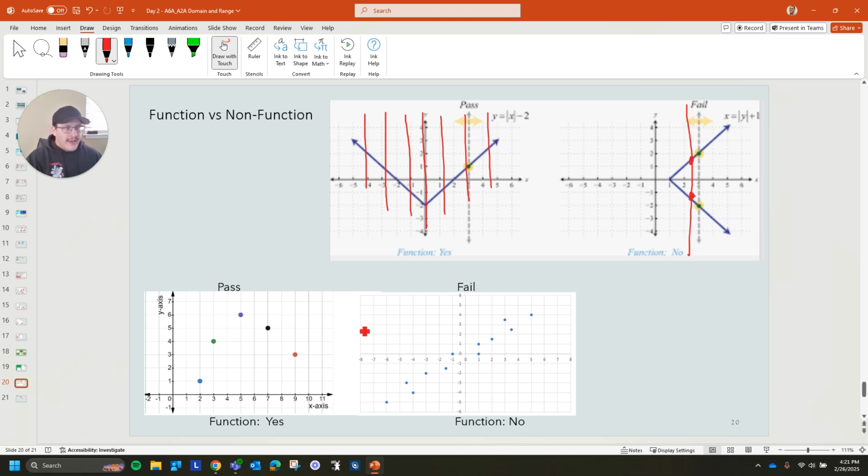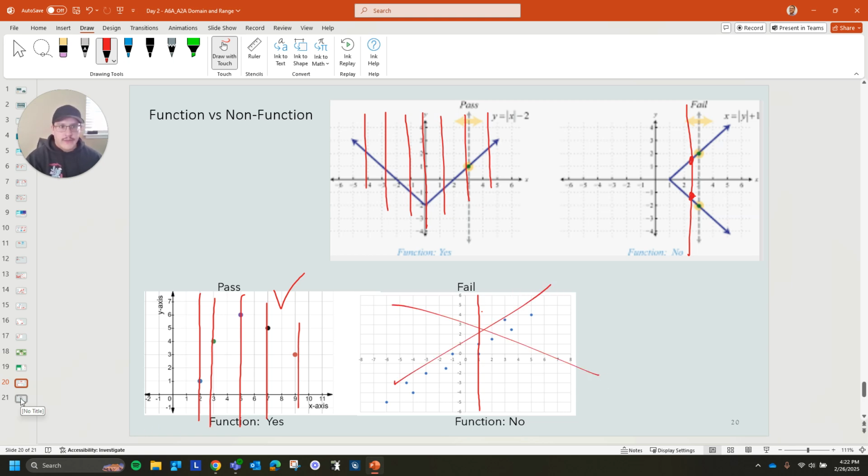Okay, looking at a discrete function or a discrete set of points. If I pass a line through each point and it passes once, then it is a function, which this is. However, over here, there is one particular part where a line will pass through 2 points. This fails the vertical line test. Therefore, this is not a function.